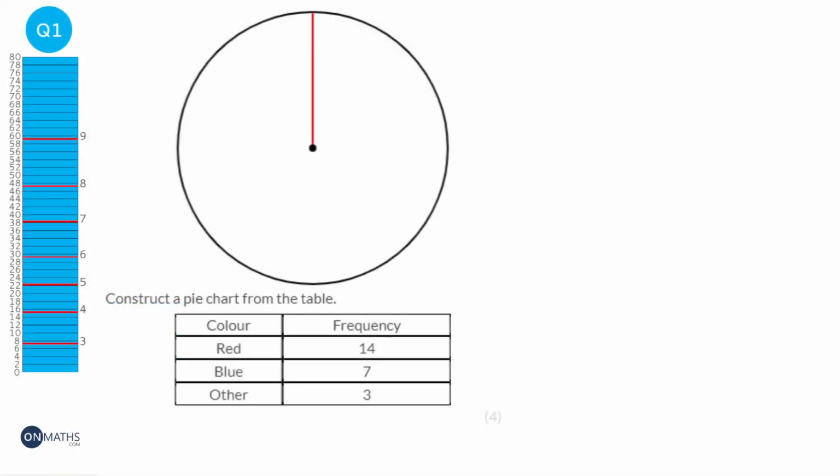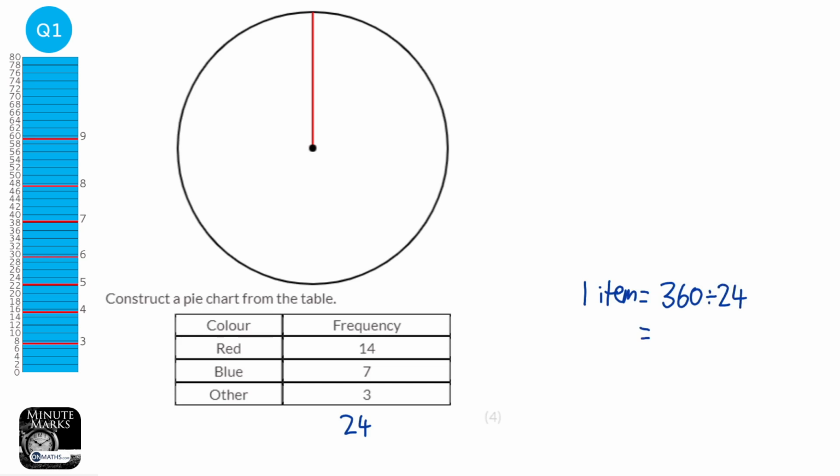The first thing to do when working out what angle things need to be on a pie chart is to add up the frequencies. So we're going to do 14 plus 7 plus 3, and we find out that that's 24. Then we're going to find the angle that one item would be. So one item is going to be, well, there are 360 degrees in a circle, and there are 24 items. So we're going to do 360 divided by 24. And that gives us 15 degrees. So each item is worth 15 degrees, or will take up 15 degrees.